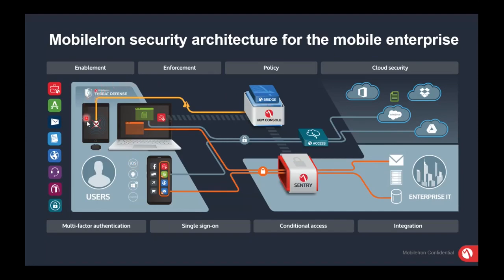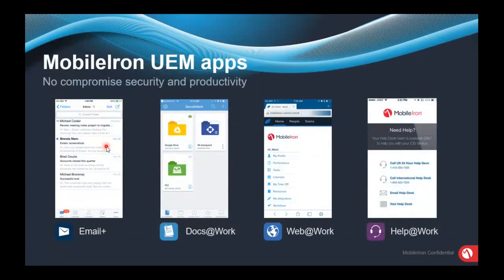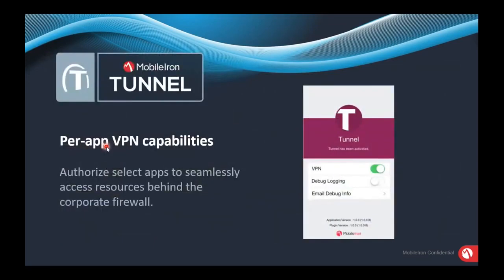And if you notice, there is something called MobileIron Threat Defense. I'll give a short brief after the end of this session. So these are the various UEM apps: Email Plus, Docs at Work, Web at Work, and Help at Work. And Tunnel, like I mentioned, is a VPN which is established on the Sentry.